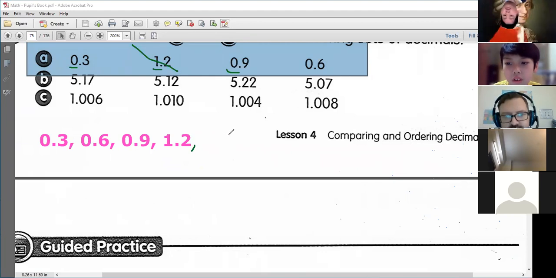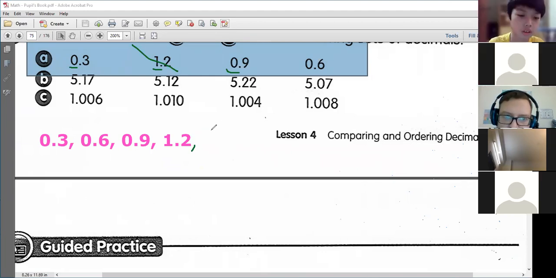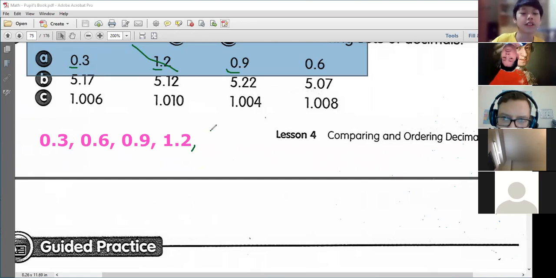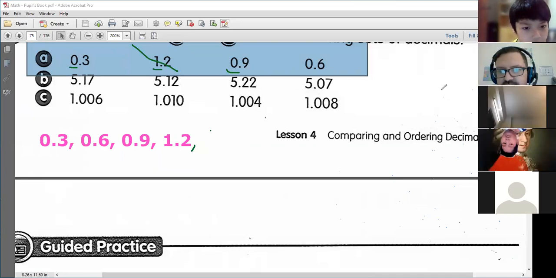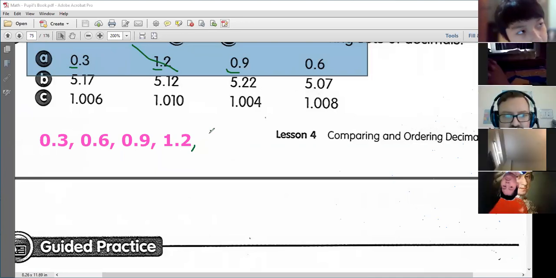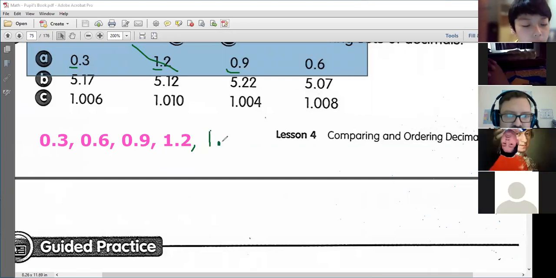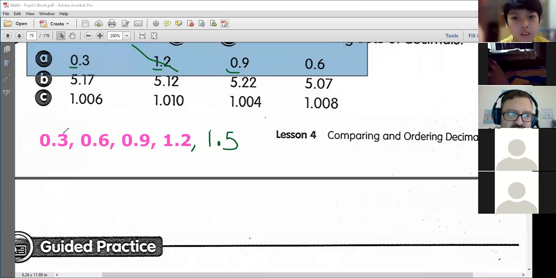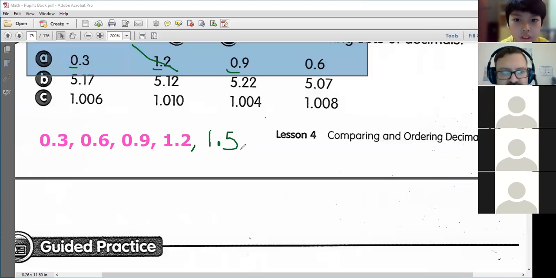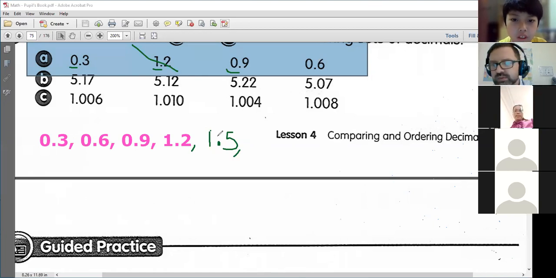What do you think, Kim John? What comes next? Yes, teacher. What number comes next in this pattern? If we add 0.3, 1.5. All right. 1.5. And if you know your 3 multiplication tables, you can just keep going with this pattern, okay? 3, 6, 9, 12, 15, except now we have a decimal point in here. Instead of 15, I have 1.5.